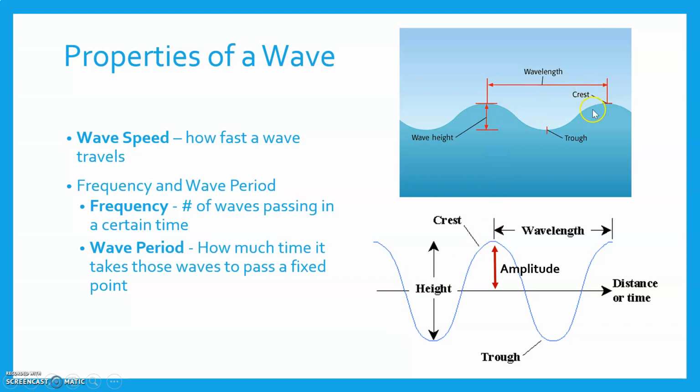When we're talking about a wave, the crest is the high point of a wave. The trough is the low point. The distance between the crest and the trough is known as the wave height. It's how tall it is, how tall from the crest to the trough. And the distance from one crest to another crest is known as the wave length, okay?